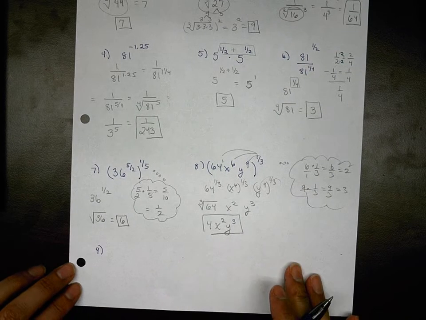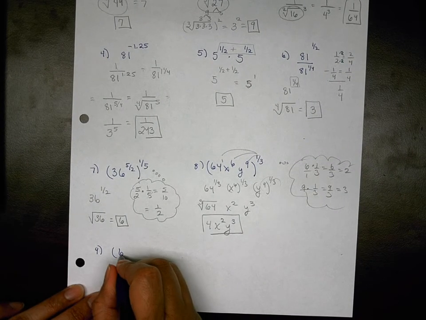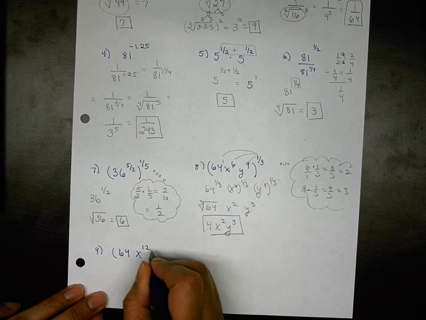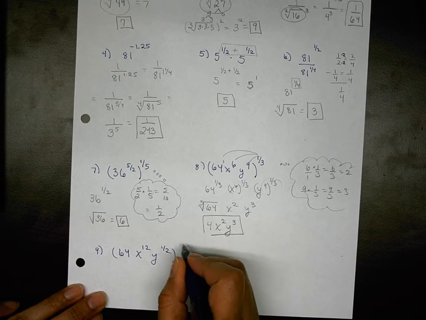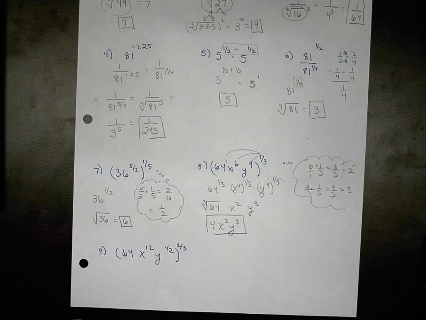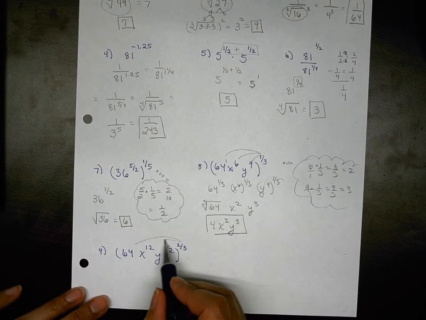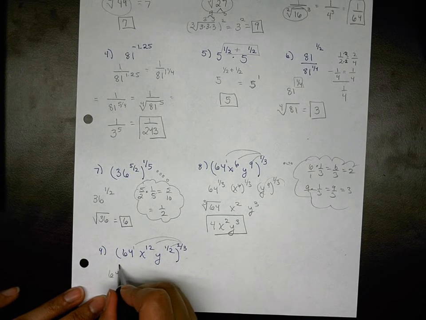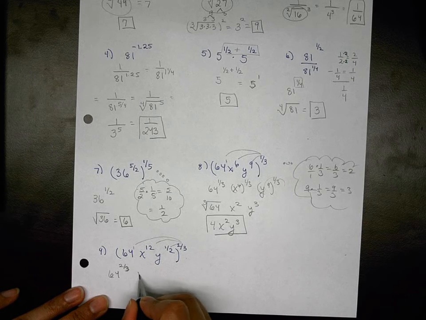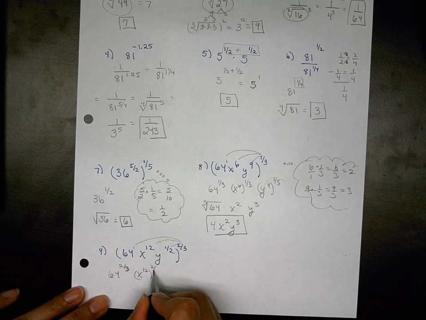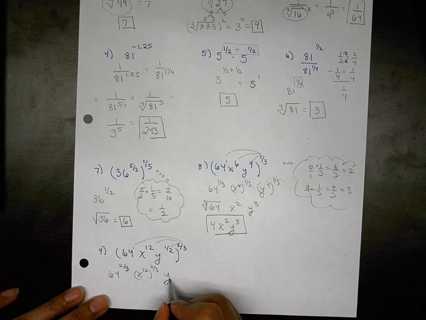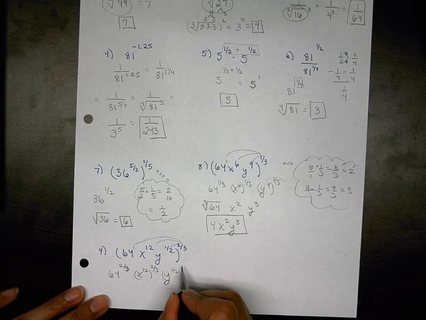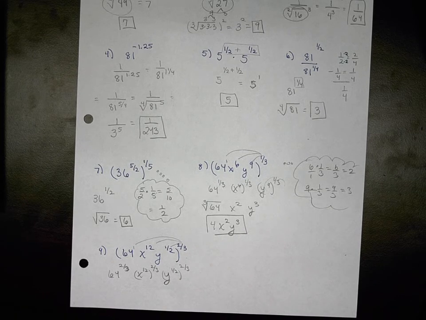And number 9, parentheses 64, x to the 12th, y to the 1/2, all raised to the 2/3. Because there's no plus or minus signs, I am allowed to distribute the exponent. There's a power of 1 there. 64, 1 times 2/3 is 2/3. X to the 12th raised to the 2/3, I'll multiply those in my next step. Y to the 1/2 raised to the 2/3, I'll multiply those on my next step.